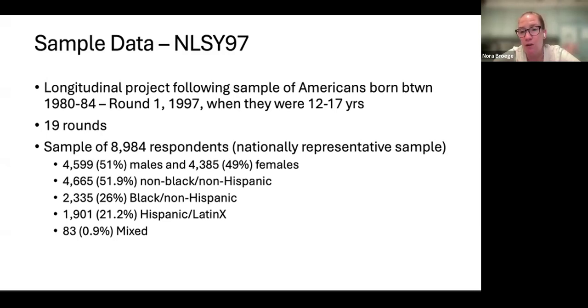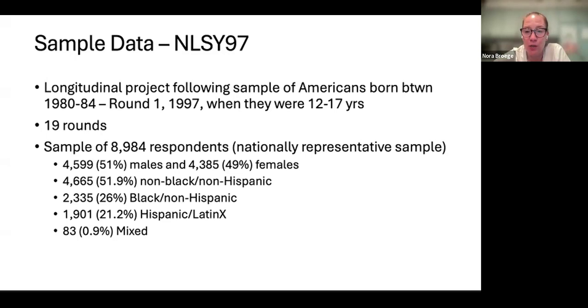It tracks whether people have had contact with the criminal justice system, whether they were arrested, convicted, incarcerated, attitudes, expectations, political opinions, things like that. The sample is comprised of 8,984 Americans. It is a representative sample.